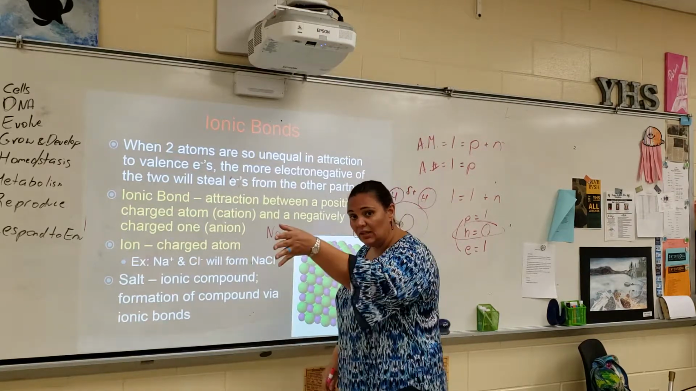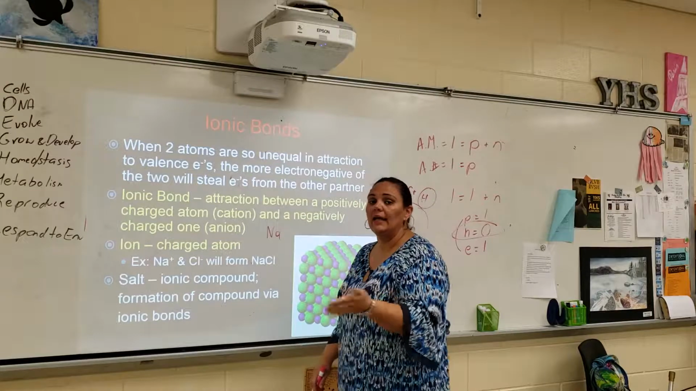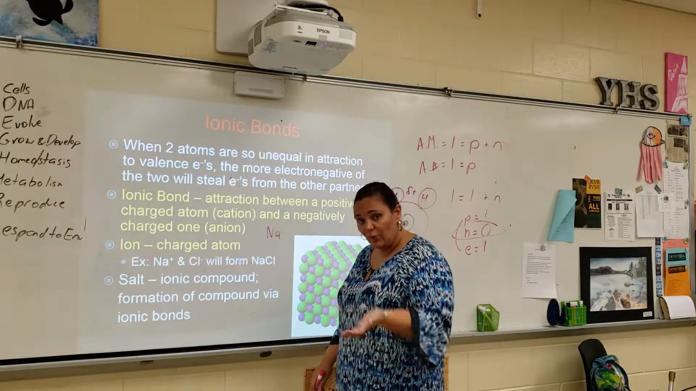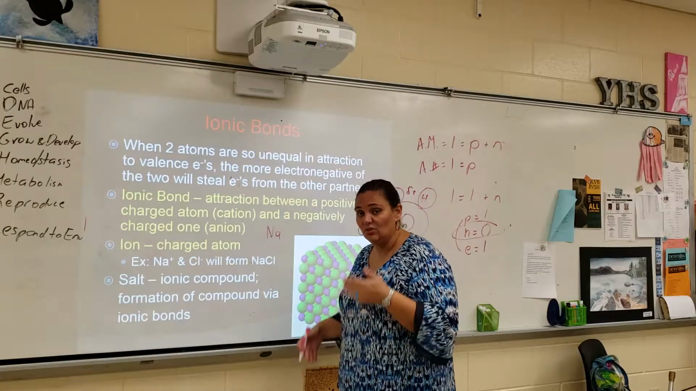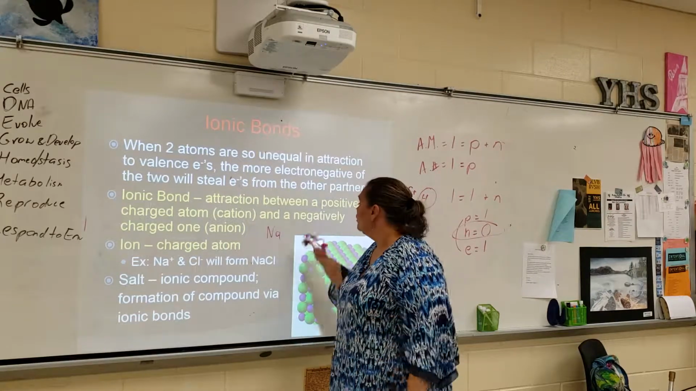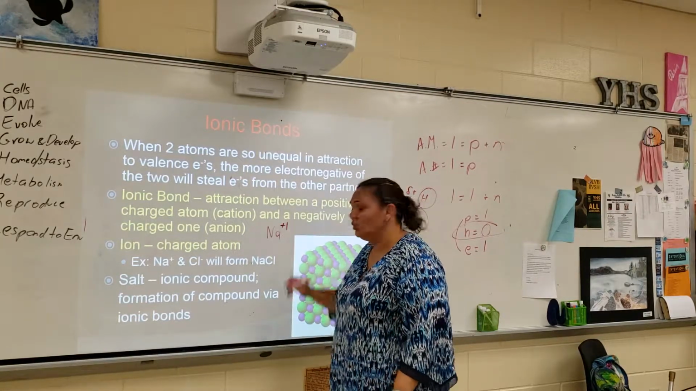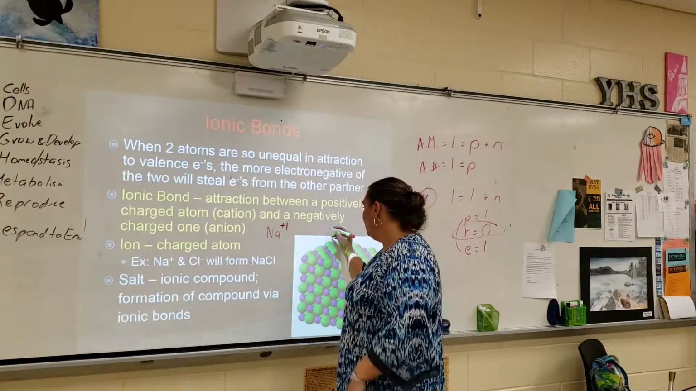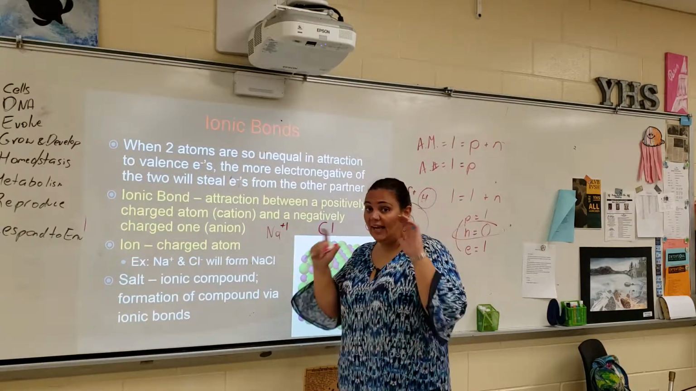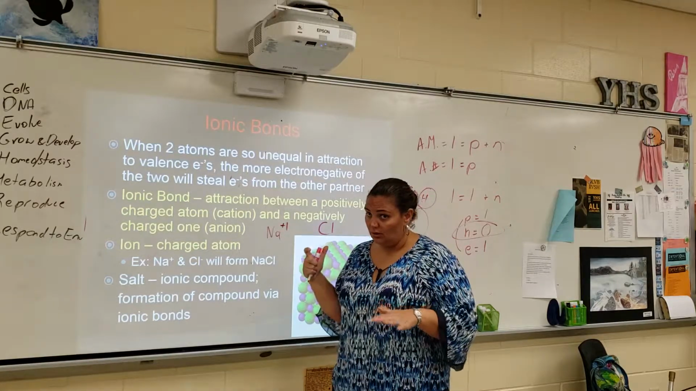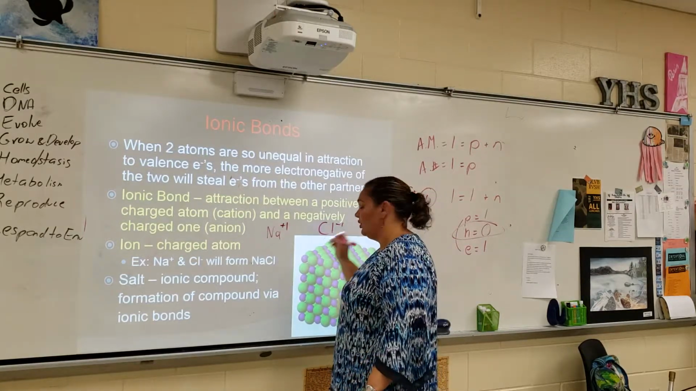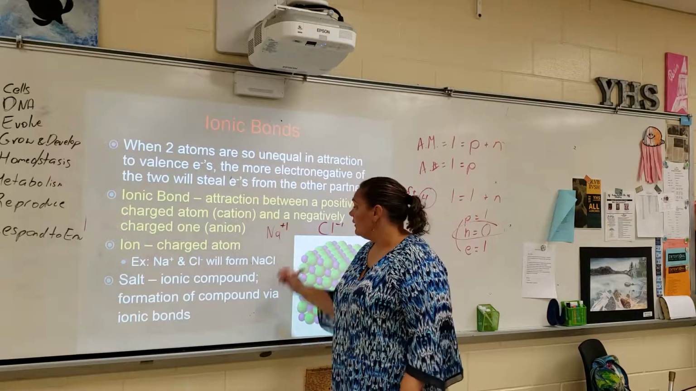When sodium gives away an electron, he's going to end up with more protons than electrons, right? He's going to have one less electron, so he's going to have one more proton. So he's going to have a +1 charge. Chlorine, since he had 7 electrons, he needed one more. He took on an extra electron. He has a -1 charge, right? These are ions.